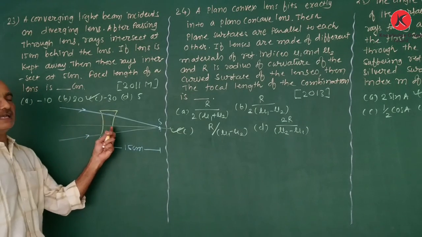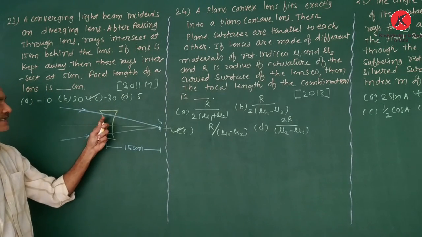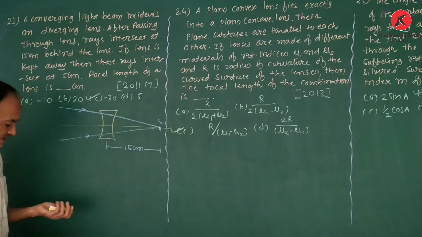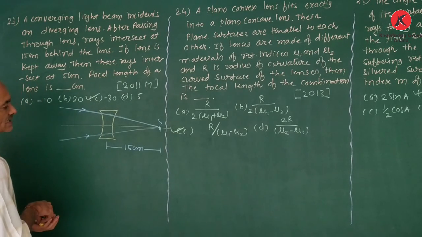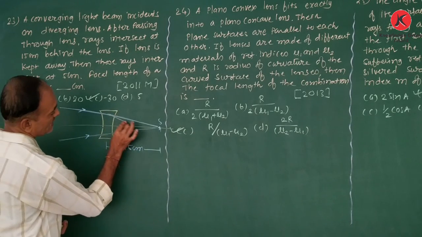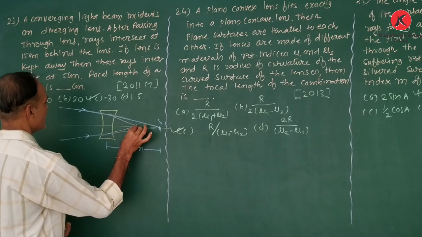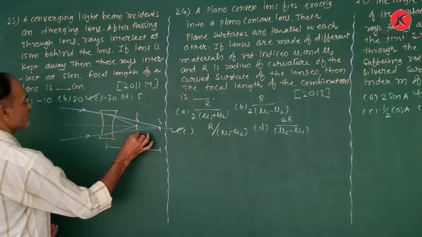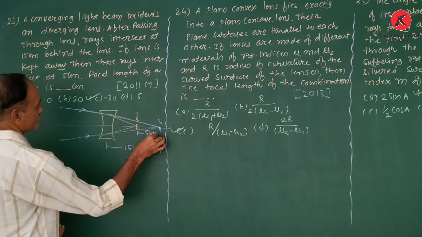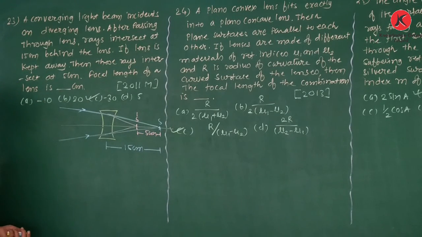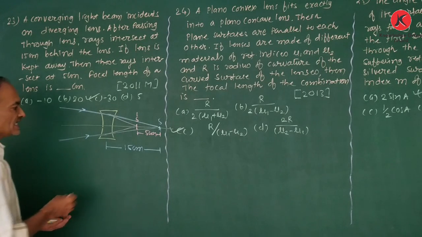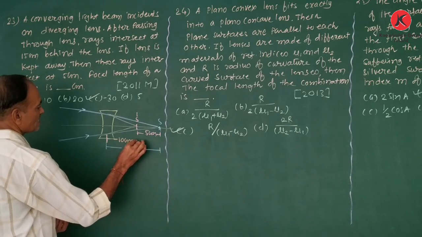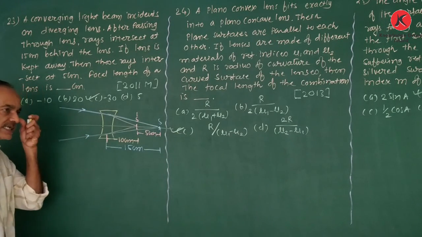Now we keep the lens away. That means we slightly shift this lens to this side. So what happens? This beam is focused at 5 cm distance. That means focused at S dash, there is a 5 cm. Therefore, the remaining distance from the lens is 10 cm. That means the distance of S dash is 10 cm.